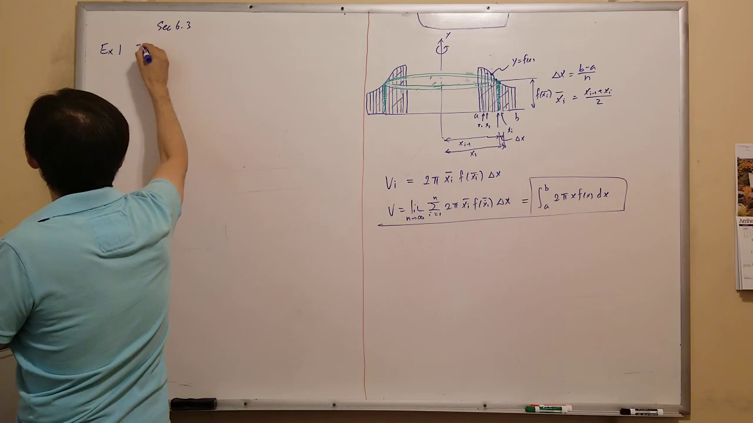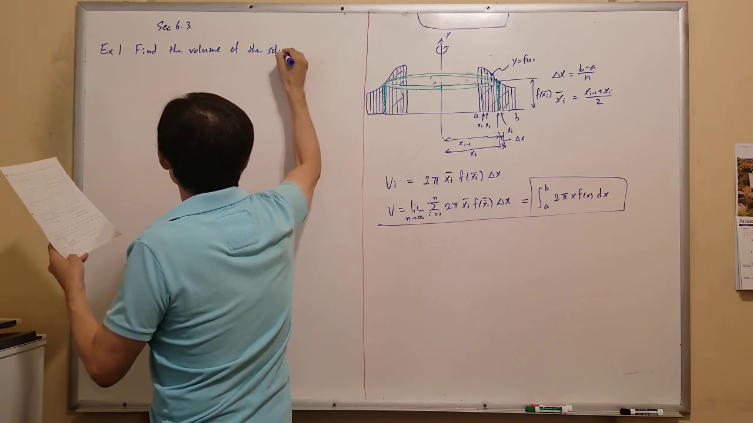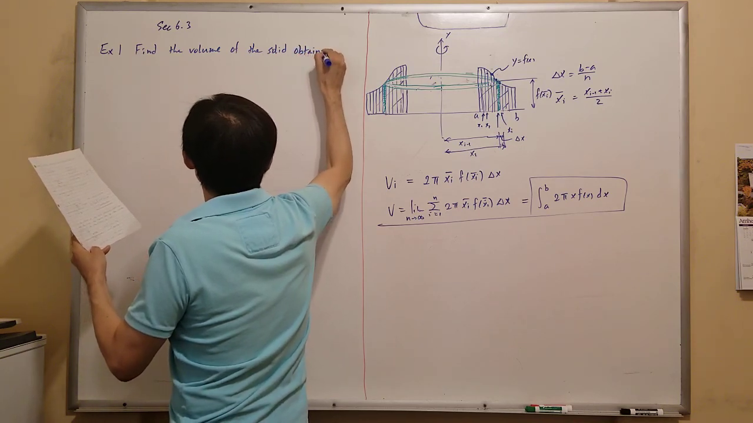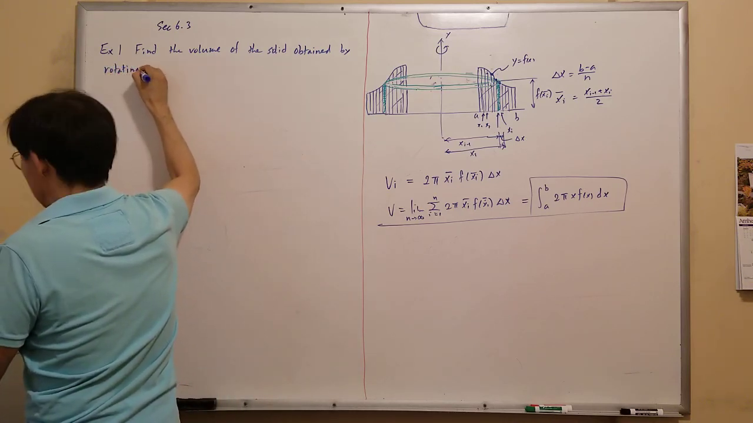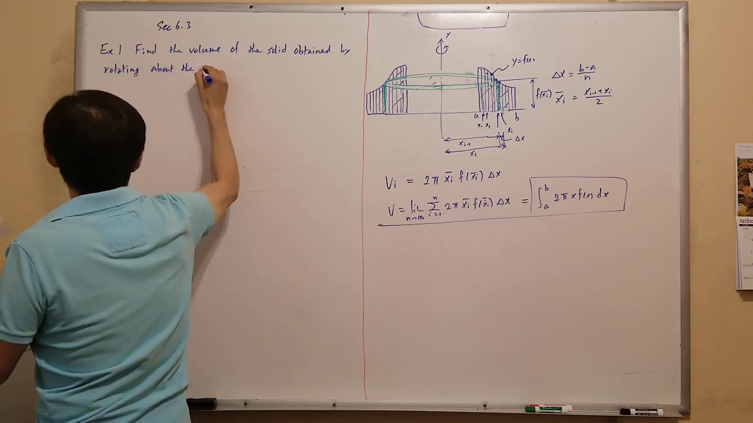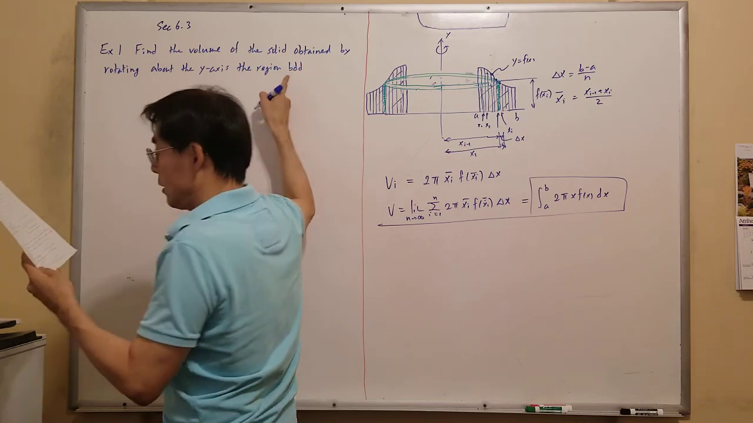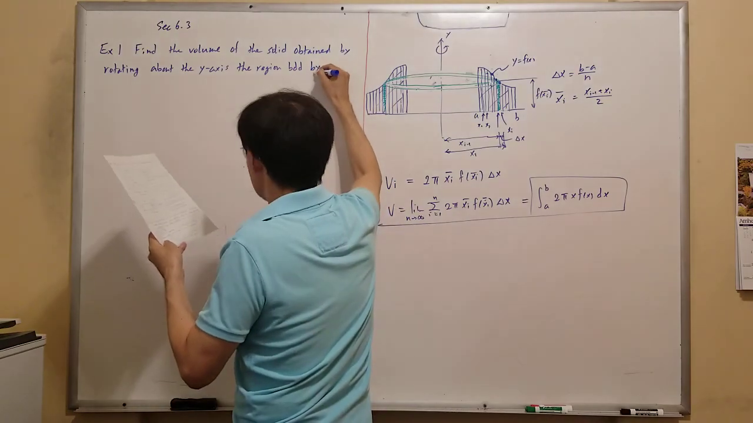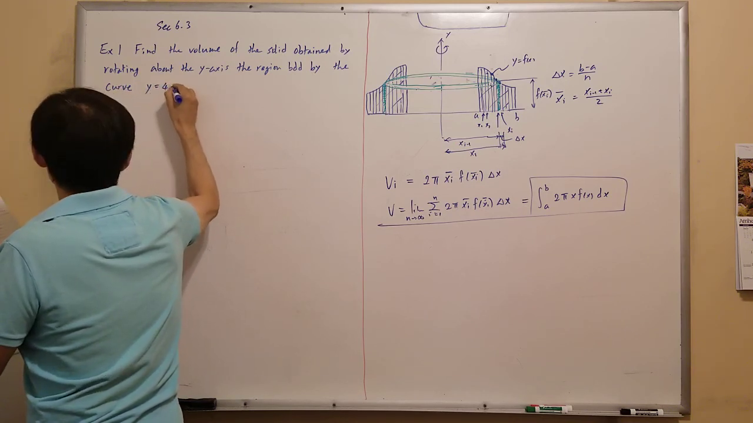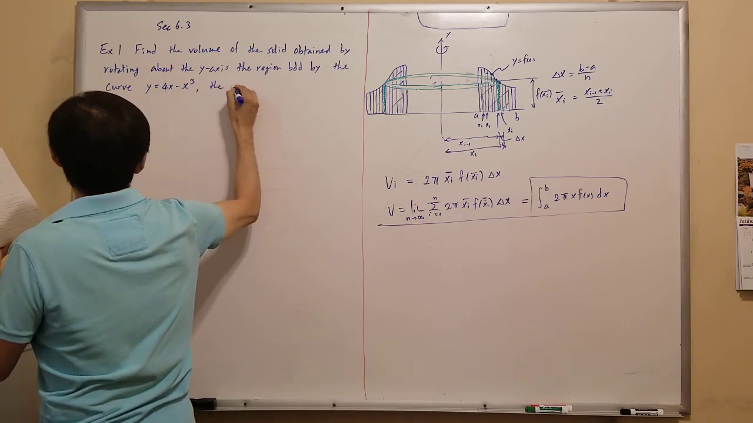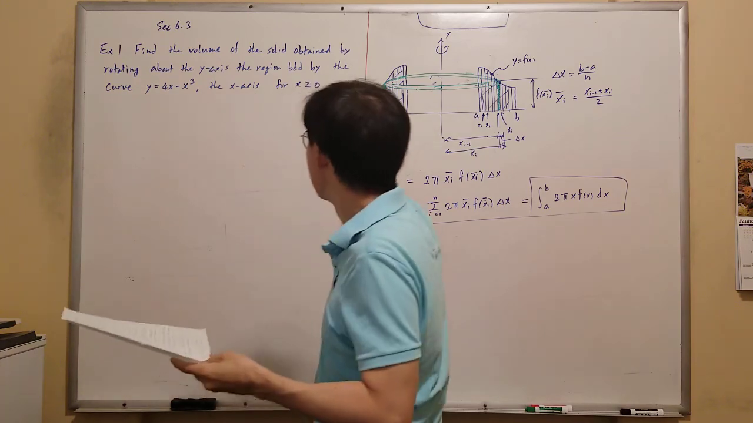Example 1: find the volume of the solid obtained by rotating about the y-axis the region bounded by the curve y equals 4x minus x cubed, and the x-axis, for x greater than or equal to 0.